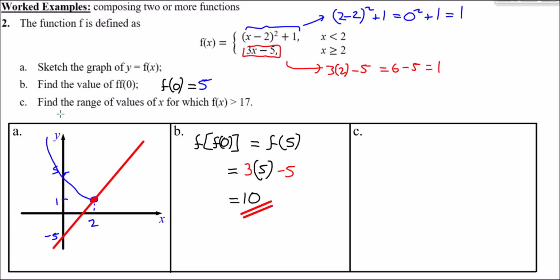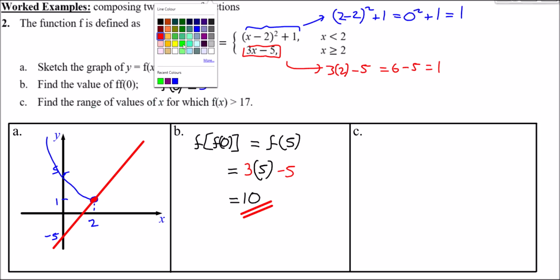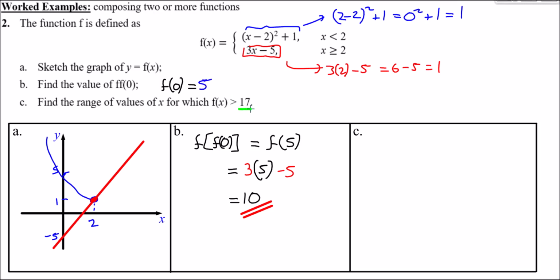Finally, C, it says find the range of values of x for which f of x is greater than 17. This time, I want us to imagine where the graph is at a height of 17. So where is y 17? Obviously this isn't to scale by any stretch. But imagine this was the line y equals 17, we can visualize what values of x we're looking for. So we're looking for anything where x is greater than this value here. If x is to the right hand side, then f of x in red is obviously greater than 17.